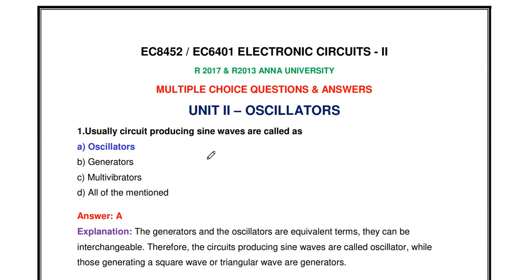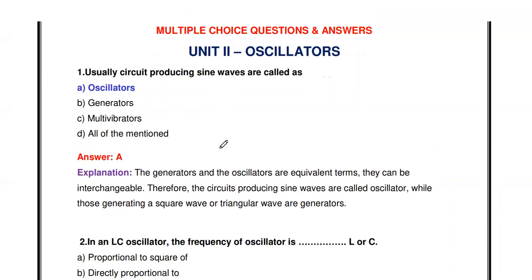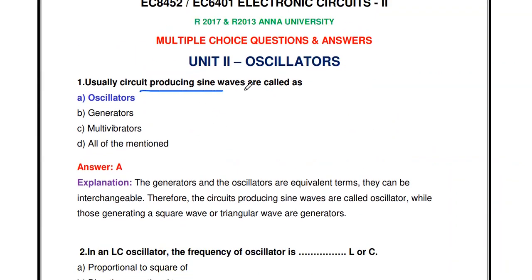The first question: usually the circuit producing the sine waves is called dash. You know the oscillator definition: an oscillator is used to generate waveforms without giving any AC input signal. In oscillators there are so many types. The first type is the circuit producing the sine wave, which is called an oscillator. There is a sinusoidal oscillator and a non-sinusoidal oscillator also. Generally the oscillator is used to produce sine waves.